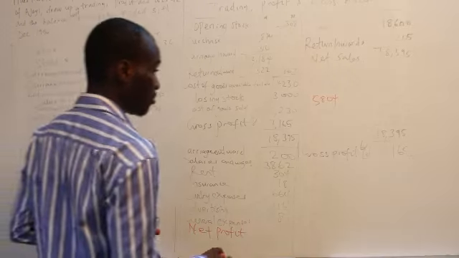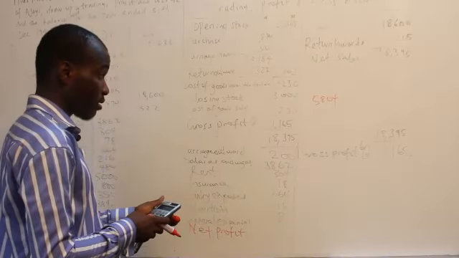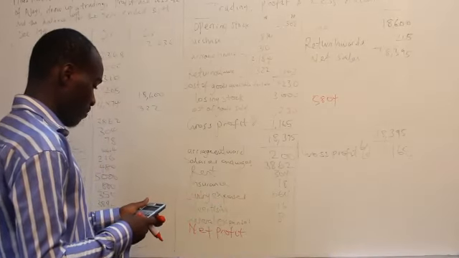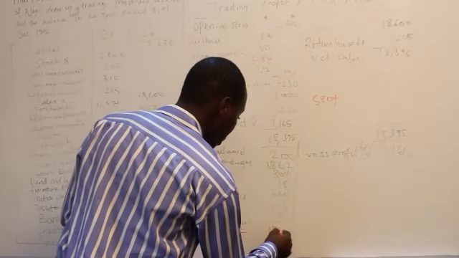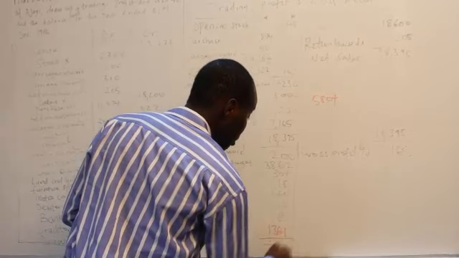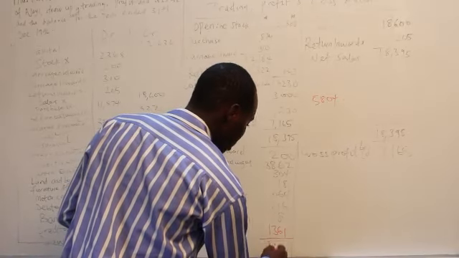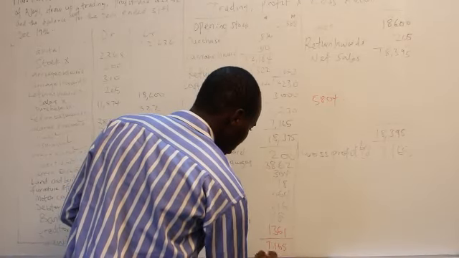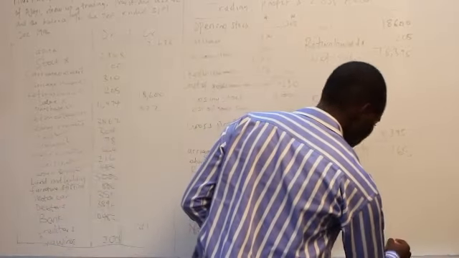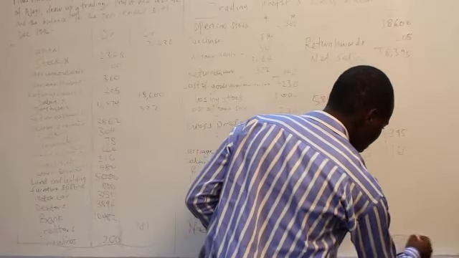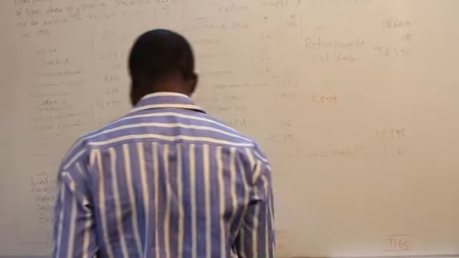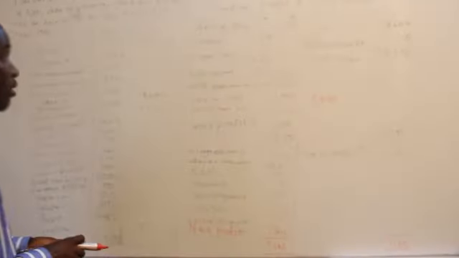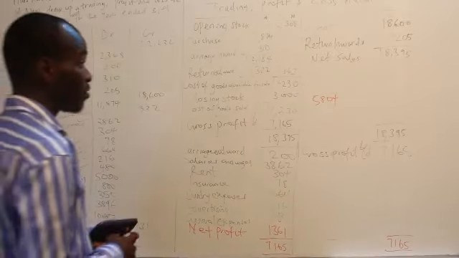So the difference between the gross profit and that will give us our net profit, which you then have 7,165 minus the total expenses. That gives us 1,361. So then we can have the total balance. So that is all about the trading profit and loss account.